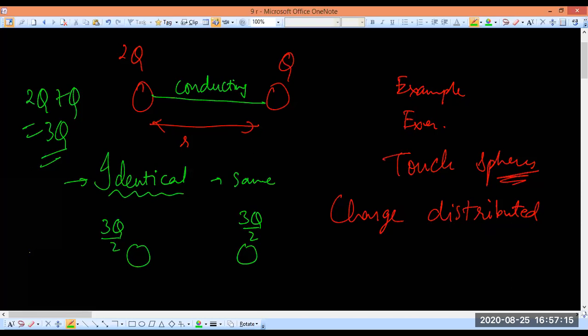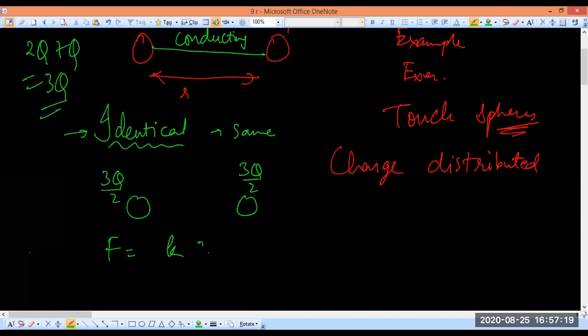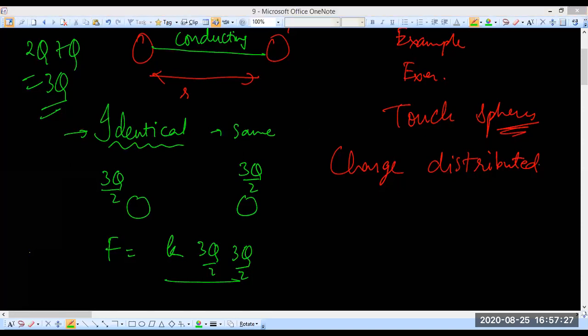Now if you want to find the force between these two, that is going to be k times 3q by 2, 3q by 2 divided by, sorry, the charge was minus q. Never mind, it's fine. So this is how you do it. So the whole question is done.